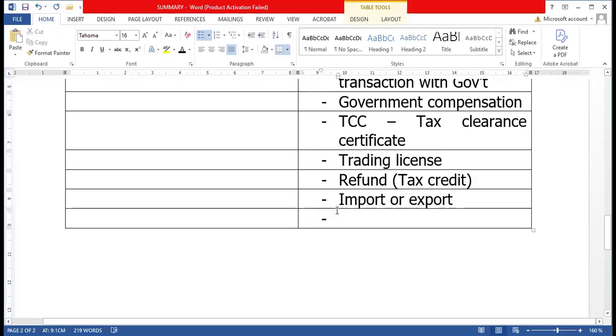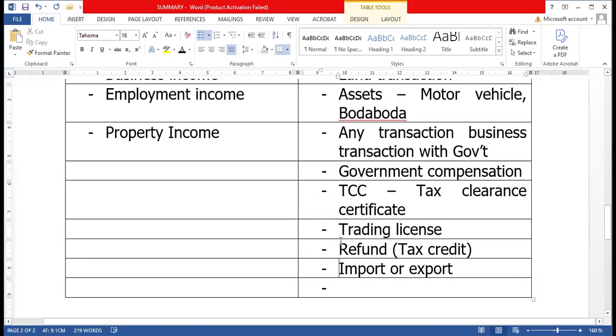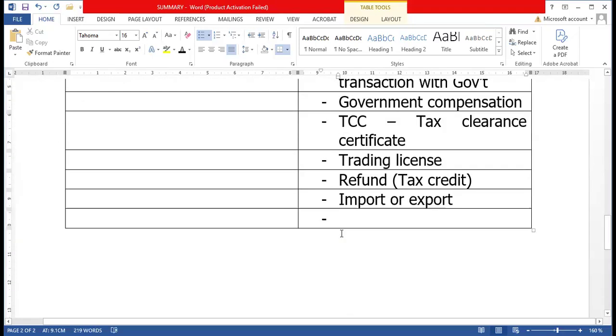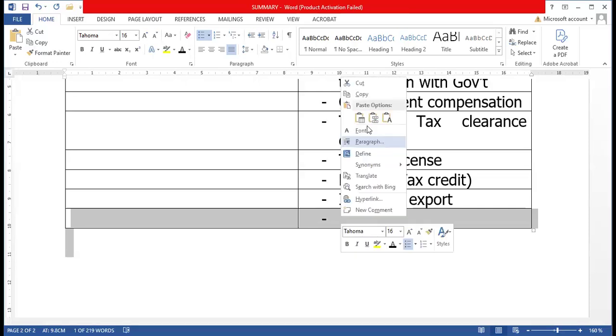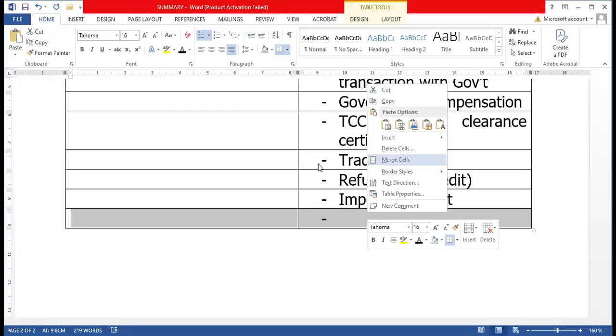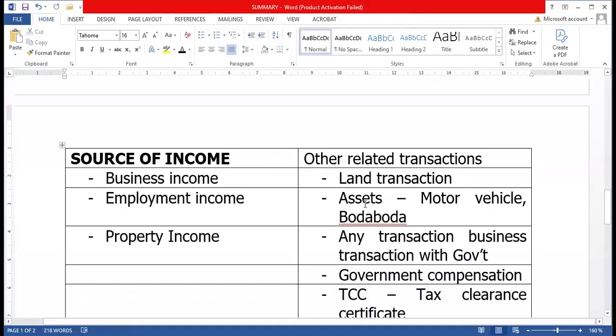You will need a TIN for these transactions. If you're to import, if you're to export, you need a TIN. So you see there are a lot of transactions that will necessitate you to have a TIN. As long as you fall in any of these categories, it means that you will need a TIN. I hope it is clear.